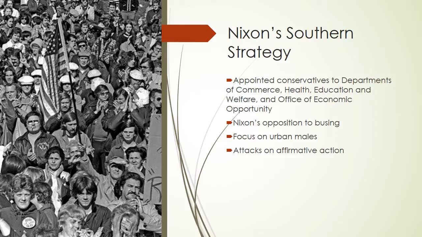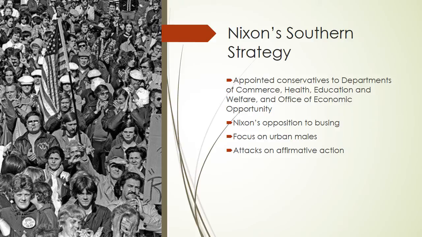Nixon was elected to the presidency in 1968 and of course was inaugurated in early 1969. And he focused on a number of policies that he called his Southern strategy. More policies designed to move Southern whites from the segregationist part of the Democratic Party to the Republican Party. So, for example, he appointed conservatives to the heads of departments that historically were in charge of human support in various ways, like commerce, health, education, welfare, and the Office of Economic Opportunity.